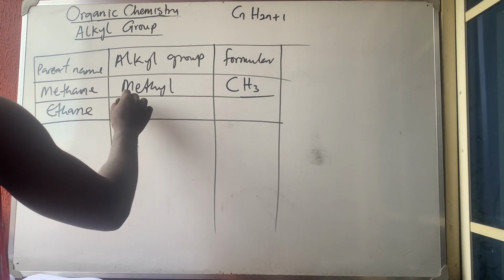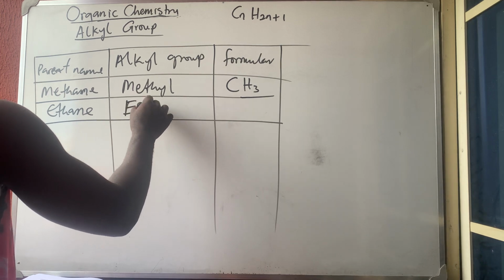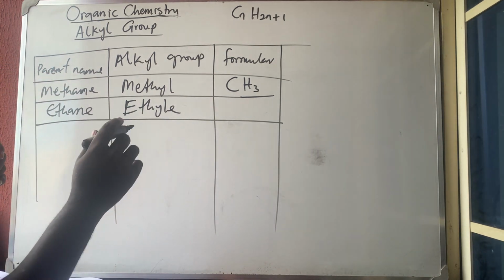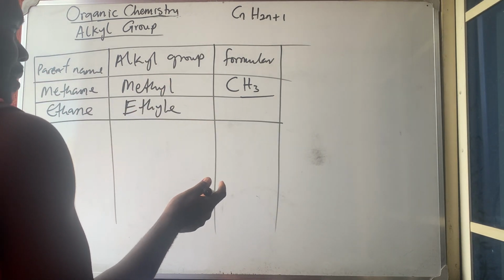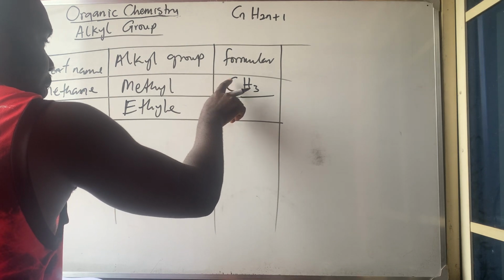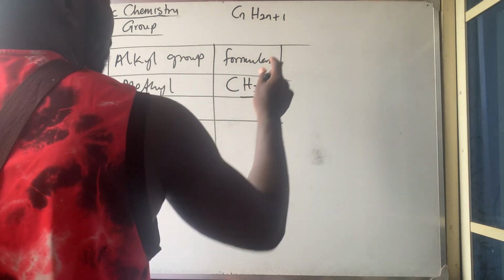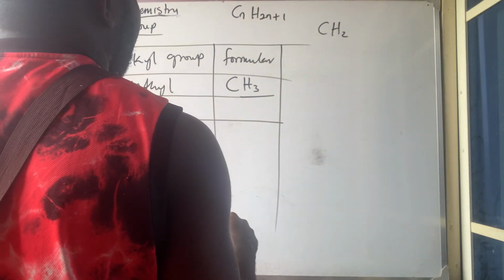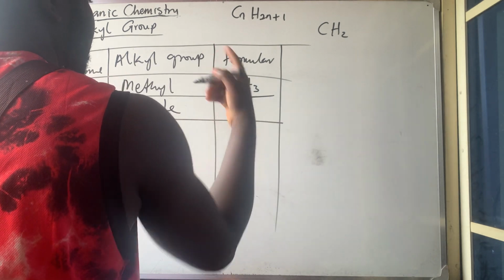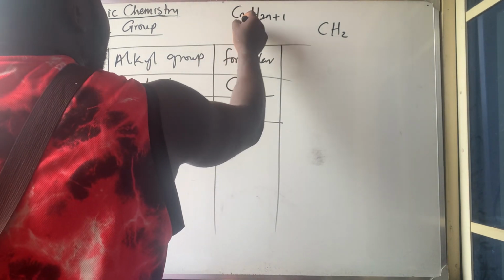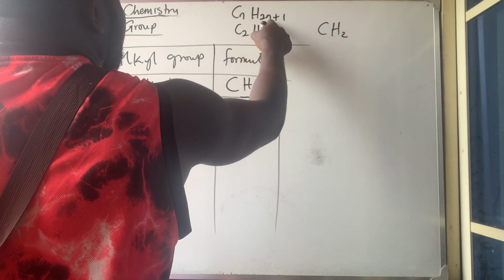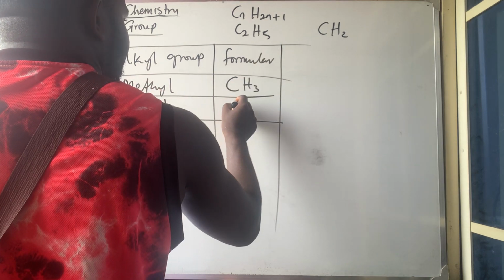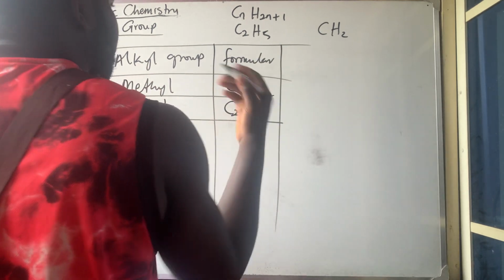Then the next one is ethane, and you call it ethyl. Remember that this is a homologous series family, so we can get the next member by adding CH2. You know that in a homologous series, we get the next member by adding just CH2. Or we still use our formula: C2H 2 times 2 plus 1 is 5, so H5. C2H5, the same thing.